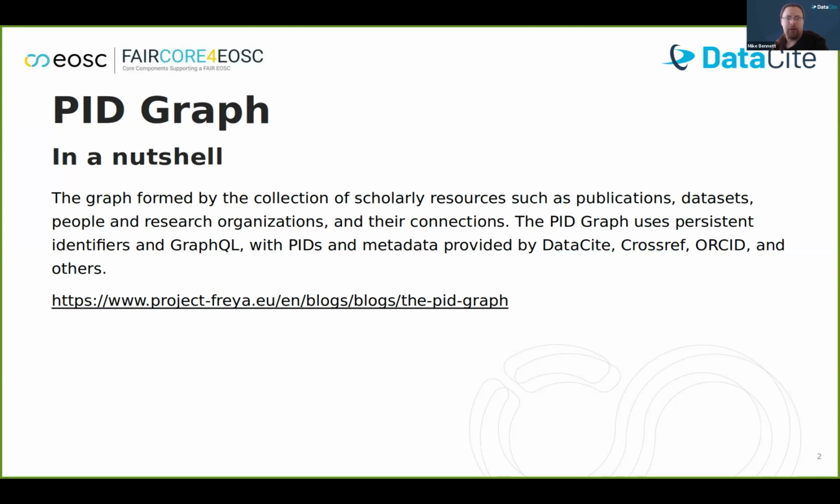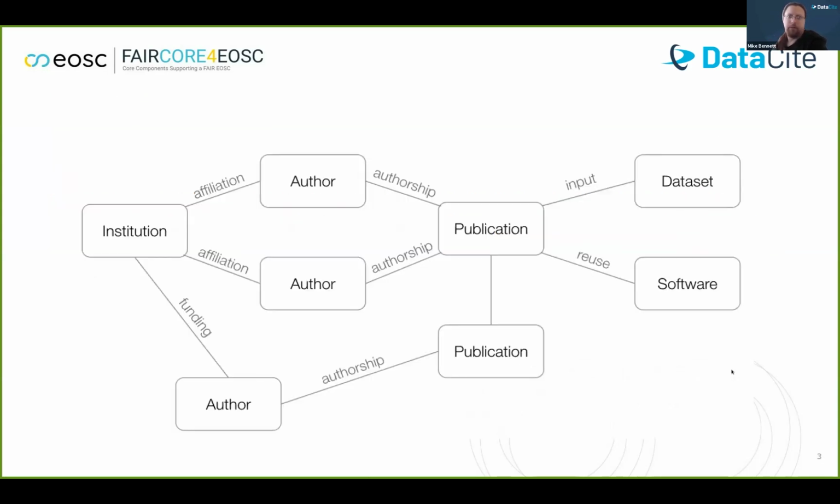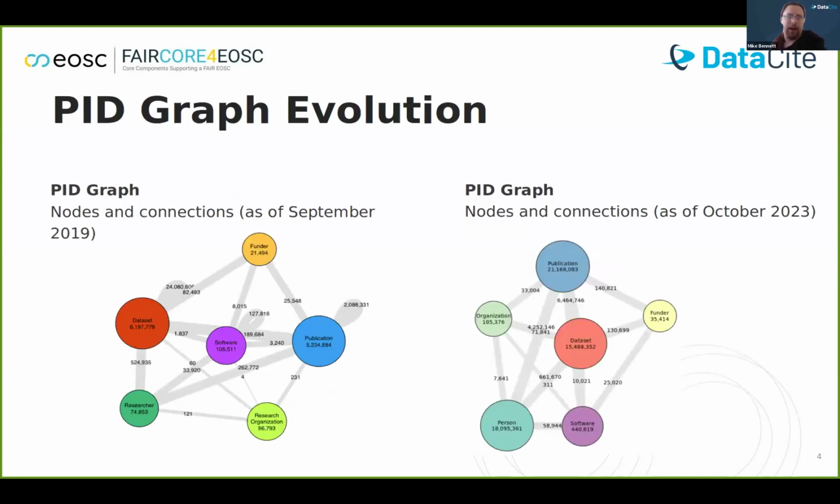Originally, the PID graph started as an output from the FREYA project, and development has been ongoing. Currently, the development work is heavily based around the FAIR-IMPACT project as part of the wider EOSC project. Here's a brief diagram showing some of the connections that you can find. We're talking about this idea, as everyone has spoken about so far, of trying to connect people, places, and things, and expose the relationships between them inside the graph.